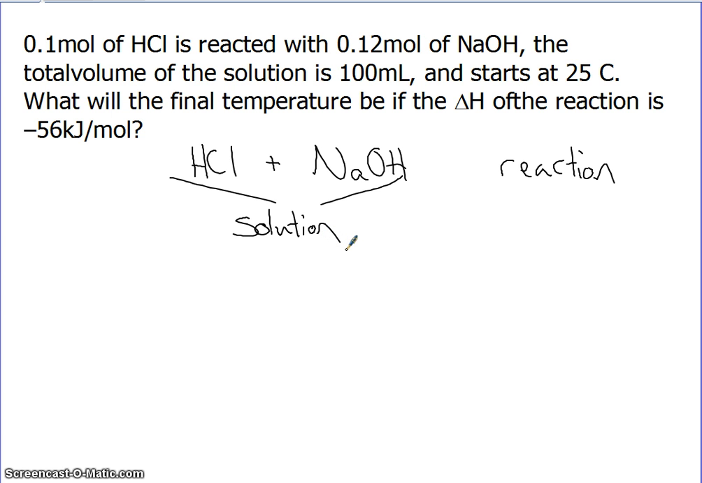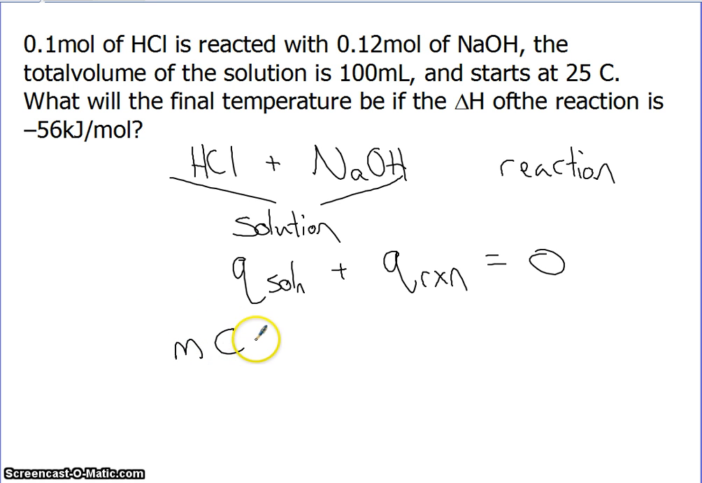So when I do this one, I'm going to say it's just the Q of solution exchanging heat with the reaction. Okay, that is what I'm going to look at. The solution is a substance that has a mass, a specific heat, and it changes temperature. The reaction is not a substance, but we're using a certain number of moles, and we're multiplying by delta H.